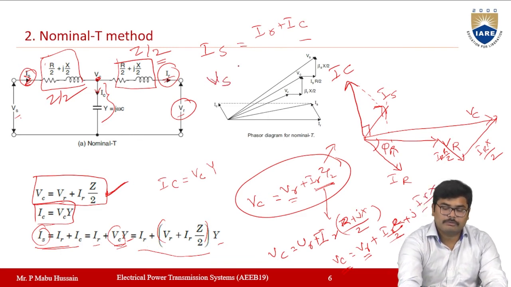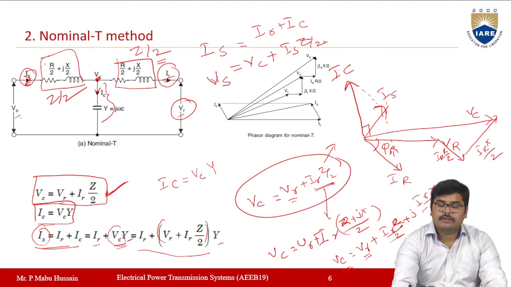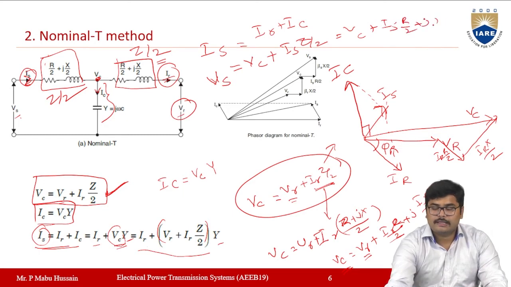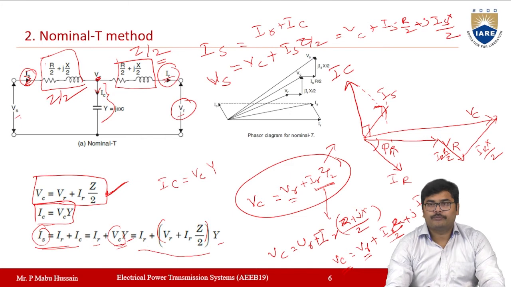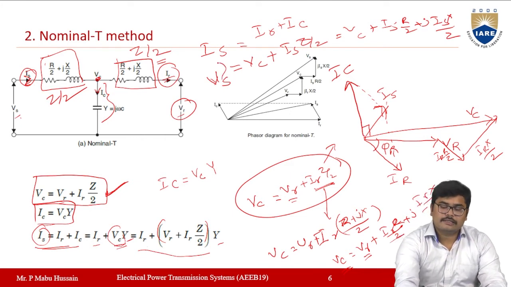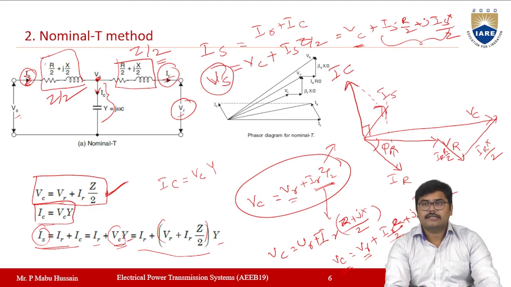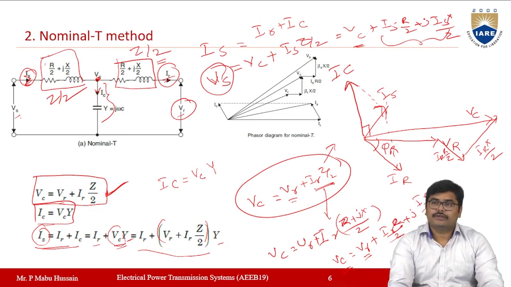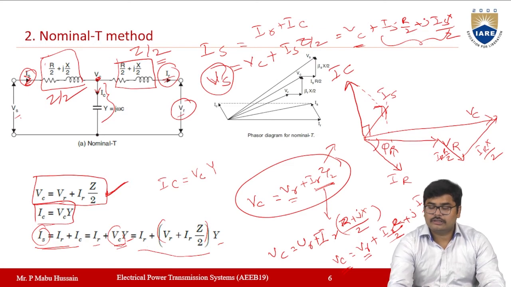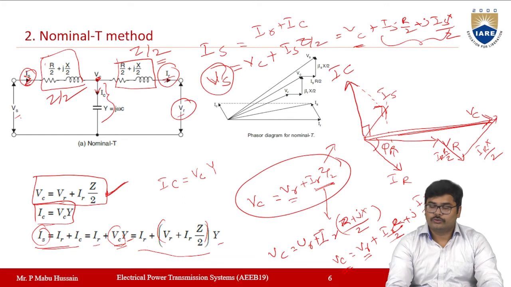Okay, once you get the IS, then you can draw the vector Vs. That vector Vs will be equal to the voltage across the capacitance Vc plus Is into Z by 2. Again, this can be written as Vc plus Is into R by 2 plus J into Is into X by 2. Okay, so to get the value of Vs, you have to add these two, Is into R by 2 plus J into Is into X by 2. Right? So here this is the vector Vc.